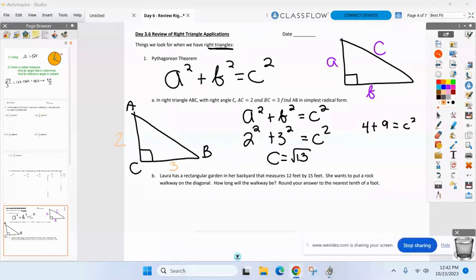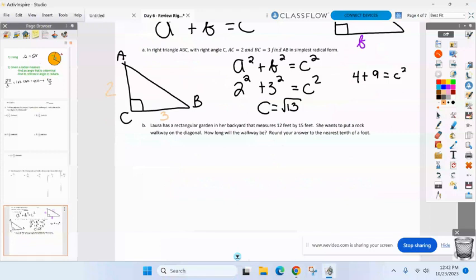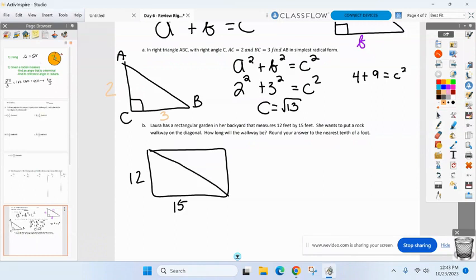How about Laura in her backyard? It's in the shape of a rectangle. Beautiful. Put my rectangle up. And the backyard is 12 by 15. So one side's 12, the other non-opposite side, 15, or switch them if you want. Oh, this is cute. She's going to put a rock walkway on the diagonal. How long will this walkway be?